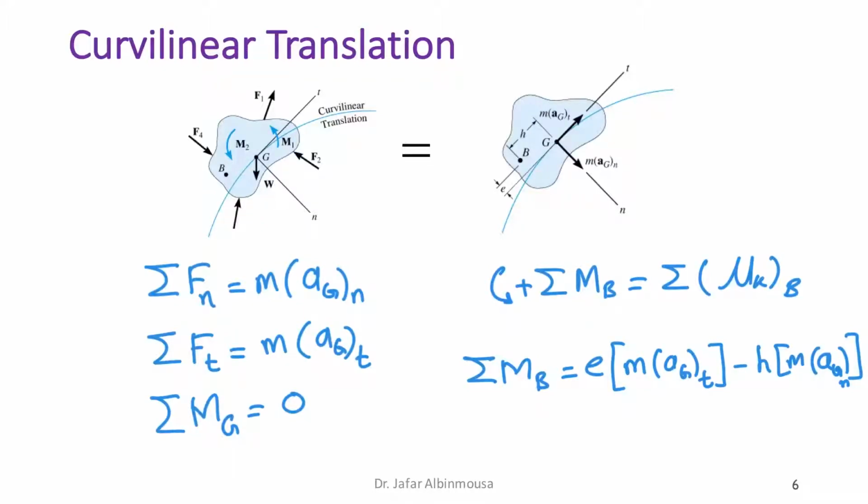What we have over here is this inertial vector m(aG)t, which has a perpendicular distance with respect to point B as e. If you look carefully, this is going to cause counterclockwise rotation about point B, and this is why we have it as positive, while the normal component multiplied by h is going to cause a clockwise rotation about B, and this is why we have it as negative.